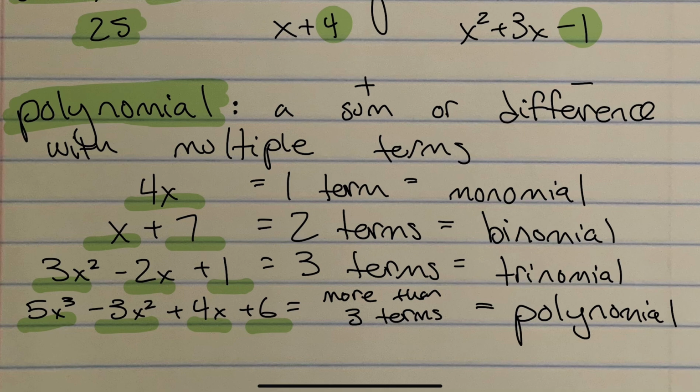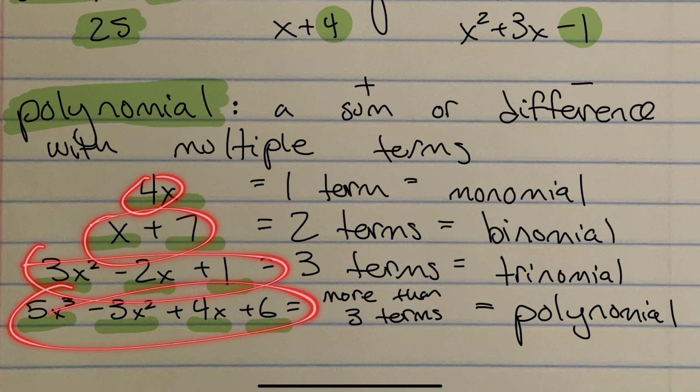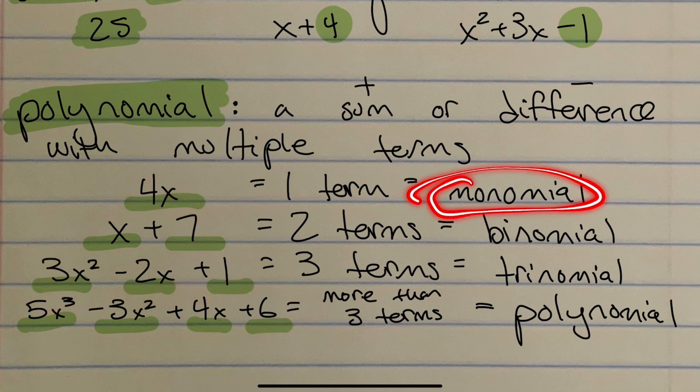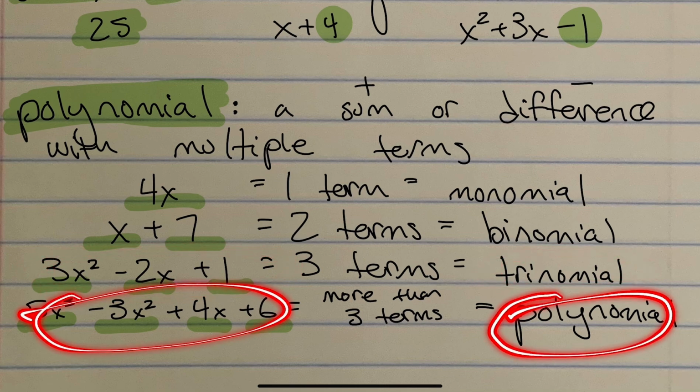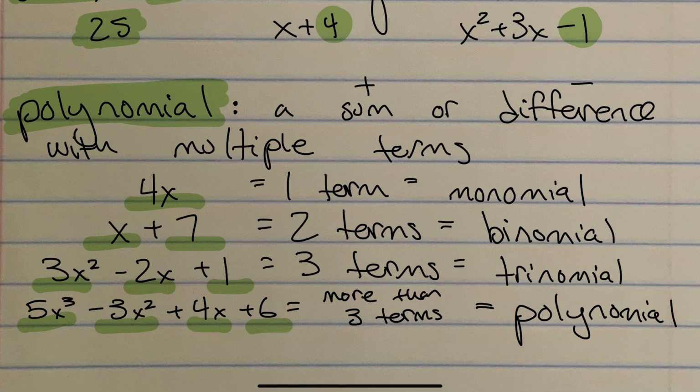So all of these would be considered polynomials. The only difference is this subterm, depending on how many you actually have. So one term would be a monomial. 2 terms would be a binomial. 3 would be a trinomial, and anything above 3 terms will be a polynomial. But they all fit under this definition. They are a sum or difference with multiple terms. As you can see, there's no division signs or times signs or anything like that. You just have plus or minus.